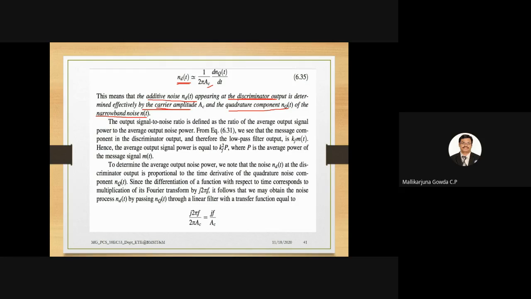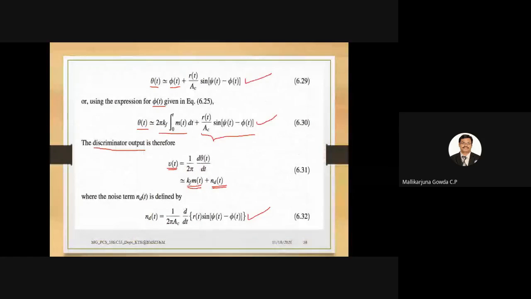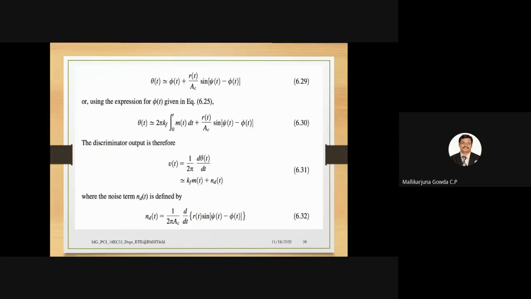To find the output SNR, how do we define it? It is the ratio of the average output signal power, the demodulated signal at the receiver output, to the average output noise power. Now with the previous equation, V(t), this component is kf into m(t). So what will be the average power of that signal?